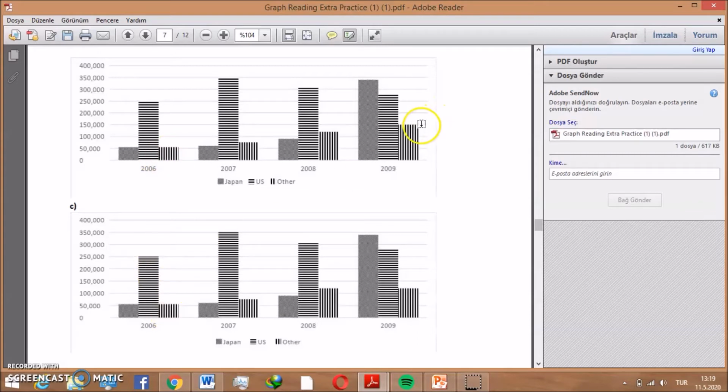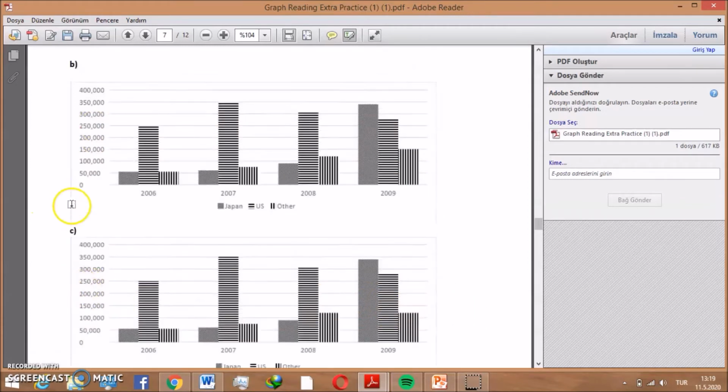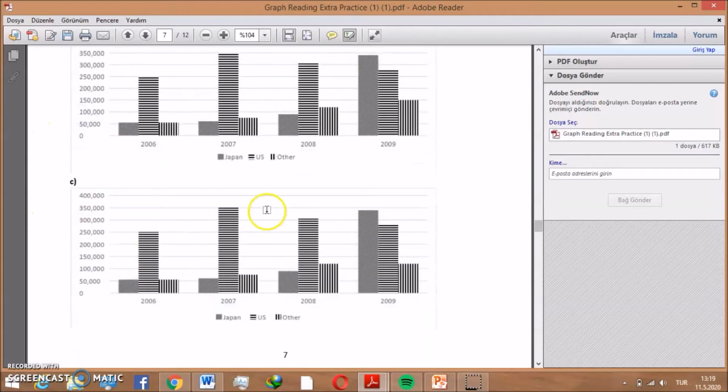And it should be 120. This is 150, but this is 120. See, this is the difference. It means B cannot be our answer too. So C is our answer.